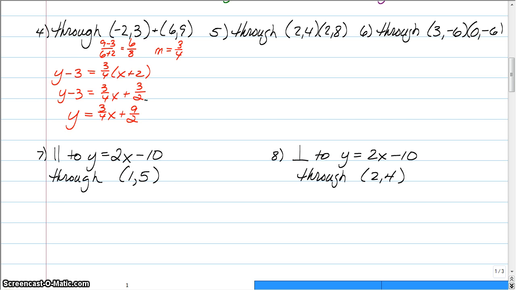In number 5, do you notice that the x coordinates are the same? So what's that going to mean? If we're graphing the line (2, 4) and (2, 8), wouldn't that look a little something like this? And then you just graph a vertical line. The shortcut to this is the answer is just x equals 2.